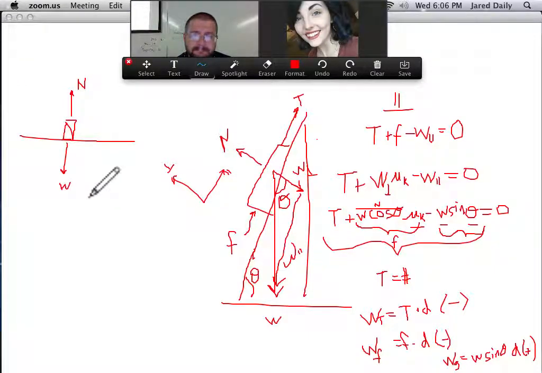And it makes sense. So just once you find tension, then you're able to plug in everything else and find the work done by each force. Yes. Technically in the way that I did it, I found the normal force to be equal to the weight times cosine of theta first, and then I plugged it into this equation to get tension. But if you follow this line of reasoning, it will work out for you.